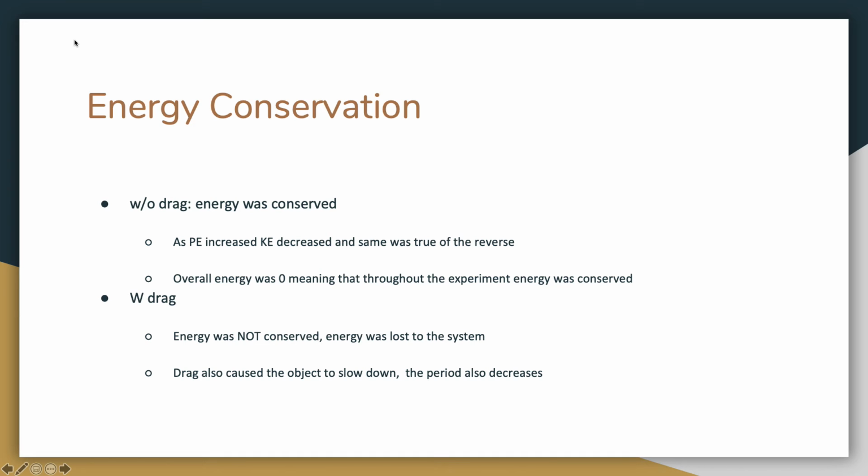However, this is not the same for when drag was modeled. Energy was not conserved in this situation. There are multiple times when the change in energy is not zero due to the fact that the energy is lost to the system because of drag. This is not the only effect that drag has on the system. Drag also caused the object to slow down over time and the period to decrease due to the fact that the object did not reach the same heights as previously.